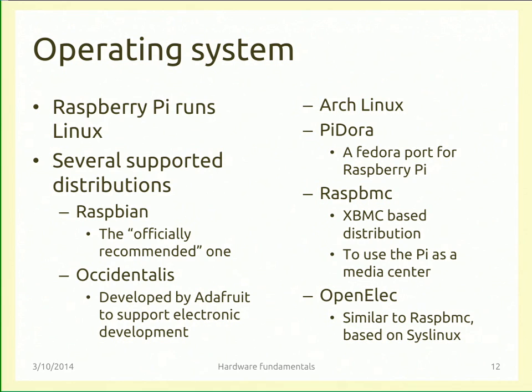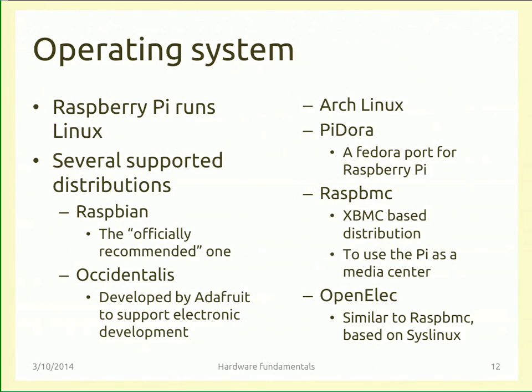Then there are a couple of other distributions coming from full-fledged distributions like Fedora, and the corresponding port is named Pidora for Raspberry Pi. Arch Linux is another one. And finally, you have some distributions aimed at transforming this tiny computer into a media center. Because with $25, more or less, you can get a full-fledged media center able to stream data over the network, to transfer your films, your movies through DLNA, and so on. And there are dedicated distributions for that.